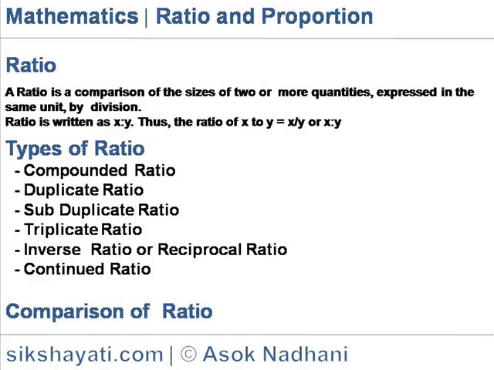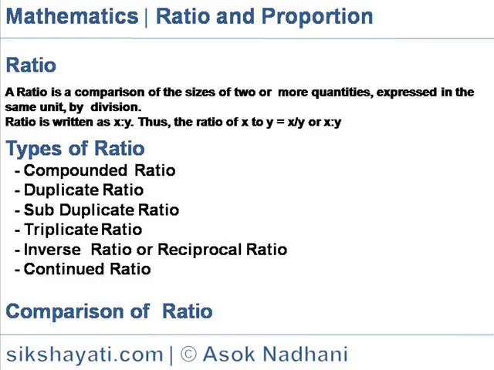If x and y are two quantities of the same kind, that is same units, then the fraction x by y is called the ratio of x to y. Ratio is written as x colon y. Thus, the ratio of x to y is x by y or x:y. The quantities x and y are called the terms of the ratio. x is called the first term or antecedent and y is called the second term or consequent.